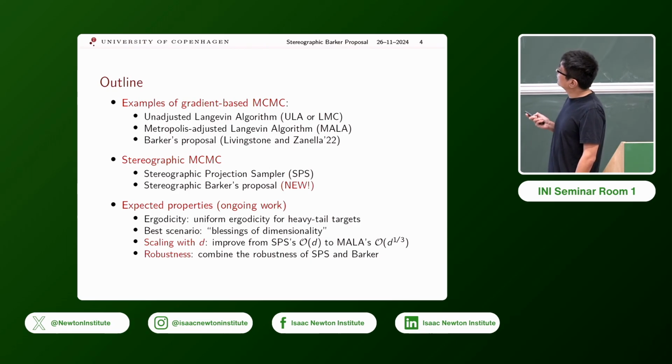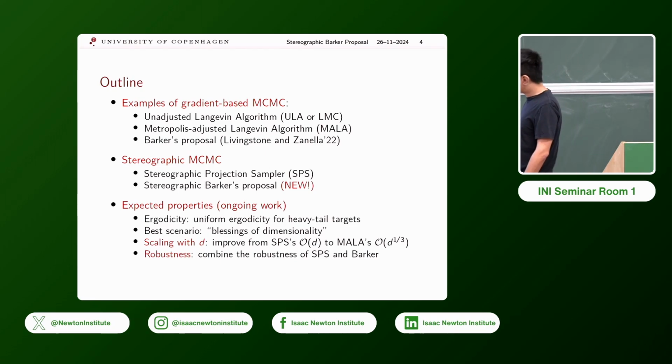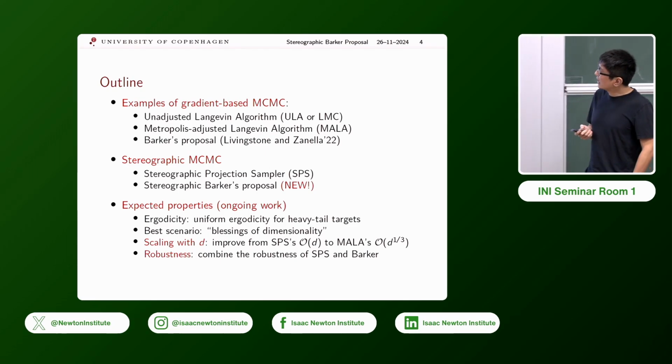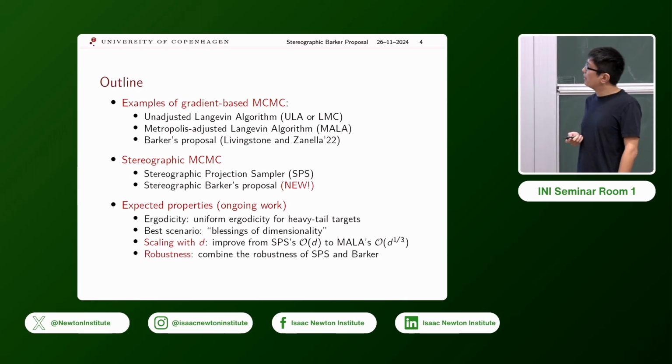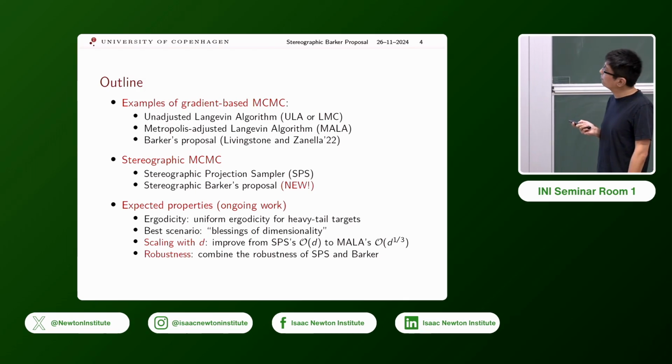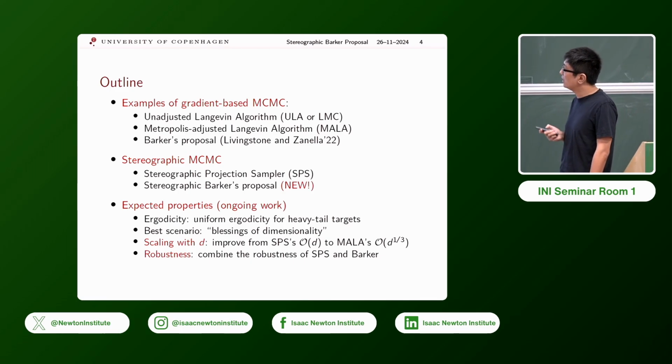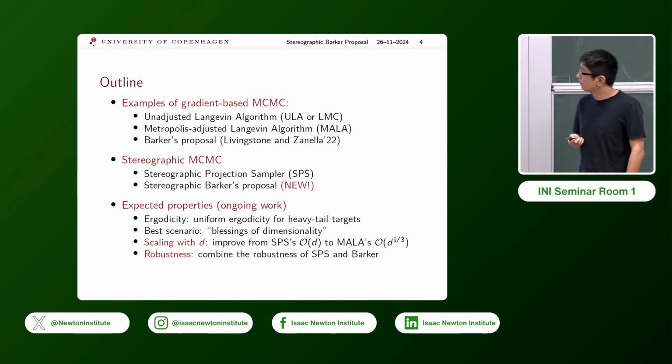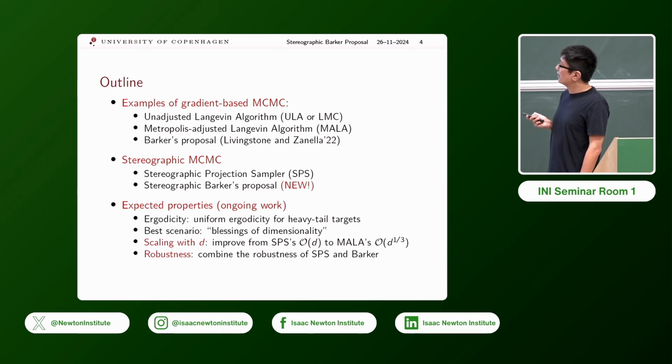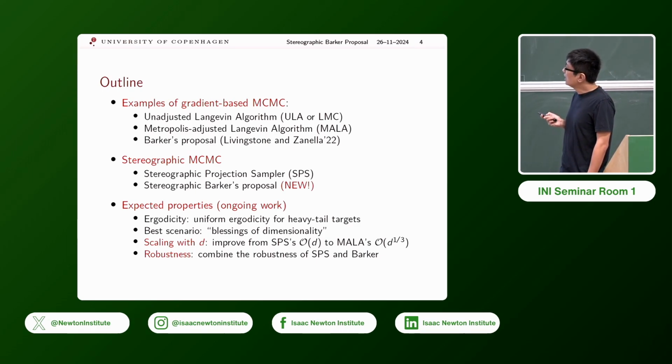Basically, the first part is just a review of existing gradient-based algorithms. Then in the second part, I will switch the topic. I will mention a relatively new framework called Stereographic MCMC. This is a new framework to design new MCMC algorithms. Then I will introduce one existing algorithm called the Stereographic Projection Sampler, or SPS. This existing algorithm is not a gradient-based MCMC algorithm.